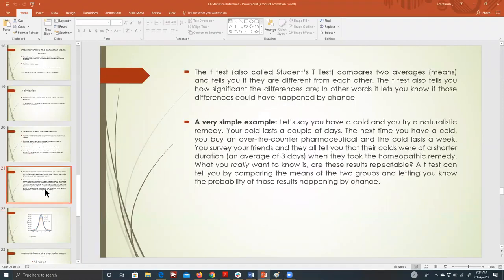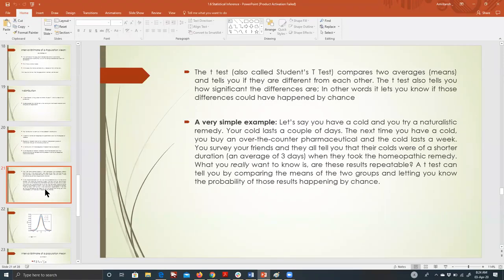Fundamentally, in a very simple idea, the t-test, or Student's t-test, compares two averages, or means, and tells you if they are different from each other and how much different they are. In other words, it lets you know whether the difference could have happened by chance or not. Let's take the idea of having a cold. Let's say you try some naturalistic remedy and your cold lasts a couple of days, 1 or 2 days, that's it. Next time you have a cold, you buy an over-the-counter pharmaceutical and the cold lasts for a week.